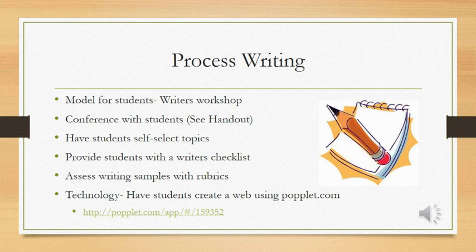Going back to the writer's workshop, students can gain a love of writing by choosing topics themselves. Have them pick something they're interested in. Let them journal. Let them free write. Give them something where they can feel successful because they're interested in it. Once they've written on a topic, it's easy to provide them with a writer's checklist.